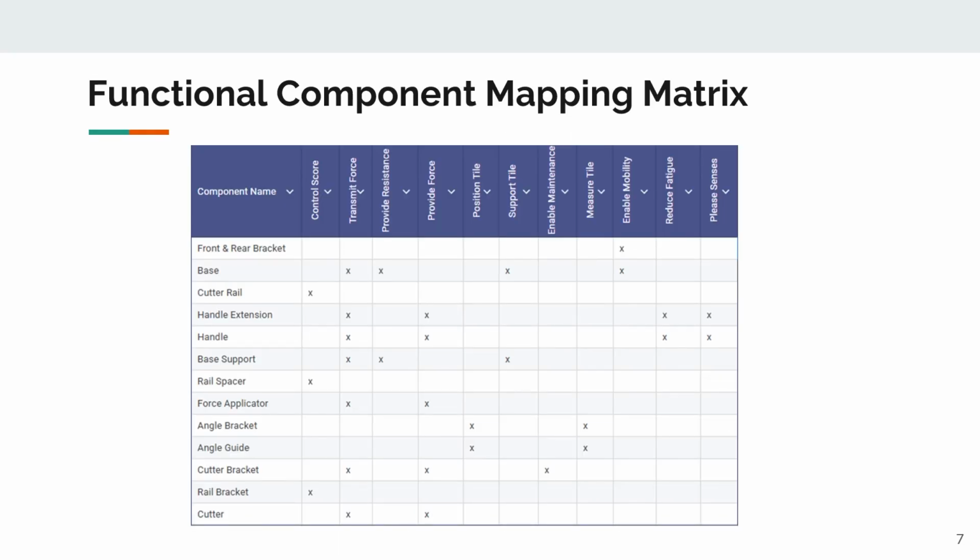Here's our functional component mapping matrix. As shown, most of the components support the primary functions of scoring the tile, breaking the tile by providing upward and downward forces, and supporting the tile during these operations. Some components also support secondary functions such as enabling maintenance, measuring tiles, and other functions. Those are generally seen on the right-hand side of the matrix.